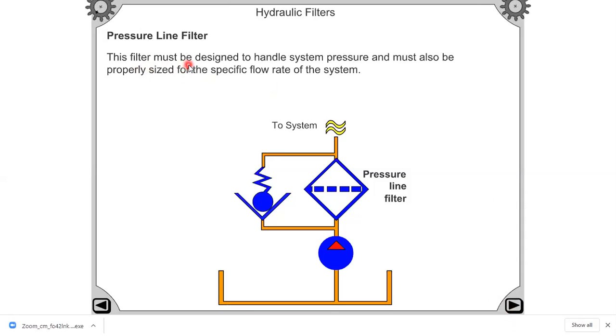Here the filter must be designed to handle the system pressure and must also be properly sized for the specific flow rate of the system. Because the size is very small, it should be able to handle the system pressure. Whatever the system pressure is, if it is 50 bars or 100 bars, this pressure line filter has to withstand that pressure.